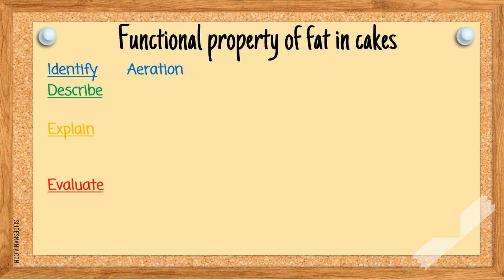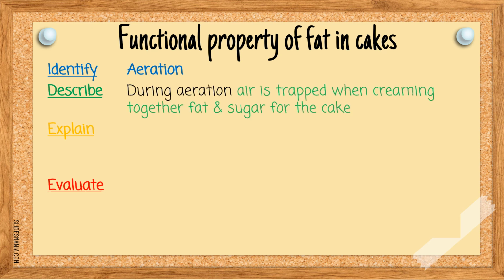However, if you were asked to describe a functional property of fat in cakes, it's not enough to just write aeration. You need to be writing a short description, a short sentence to describe the functional property of fat in cakes. We can elevate this identify answer to a description by adding the words that are in green. So during aeration, air is trapped when creaming together fat and sugar for the cake.